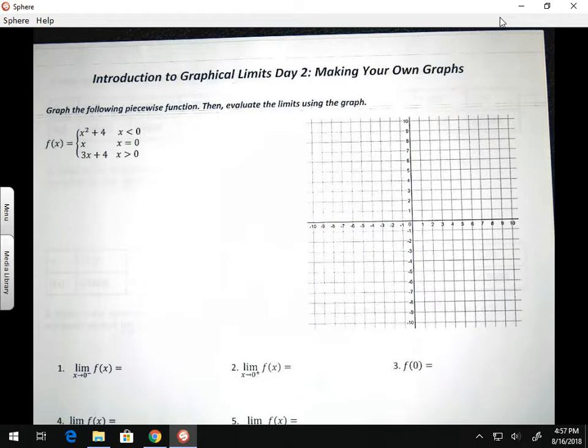For this one, instead of being given a graph and looking at limits, we are actually going to make our own graph, or we're going to look at a table of values so that we can find the actual limits. So let's start off by graphing this piecewise. This should be pretty easy after the activity that you guys did in class on Thursday.